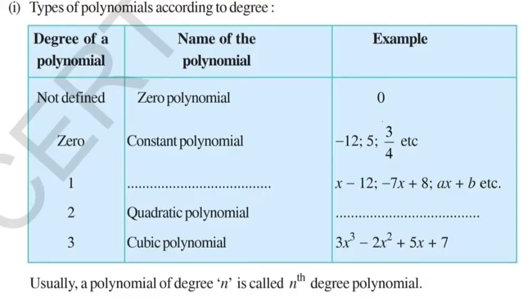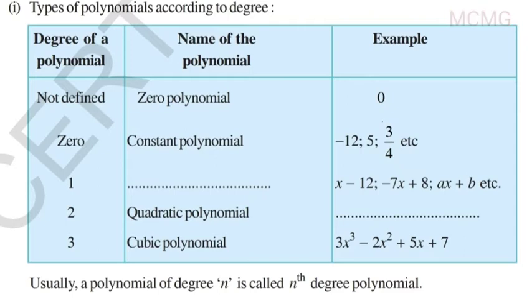Okay, my dear children, just now we discussed the definition of the degree of a polynomial. Now based on this, we can classify the polynomials like this. See on the screen, if the degree of a polynomial is not defined, such a polynomial is the 0 polynomial. If the degree of a polynomial is 0, such a polynomial is called a constant polynomial. Examples are minus 12, 5, 3 by 4, etc. Now see the right side examples. x minus 12, minus 7x plus 8. What is the degree of these polynomials? 1. So we call these polynomials linear polynomials.